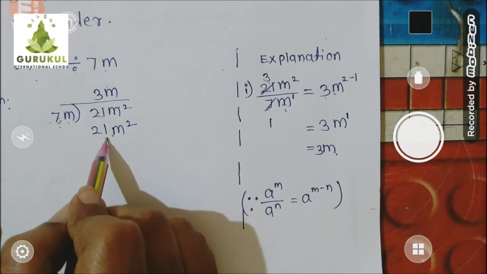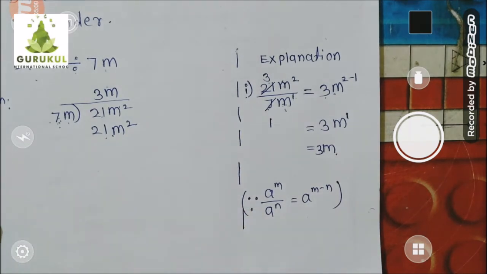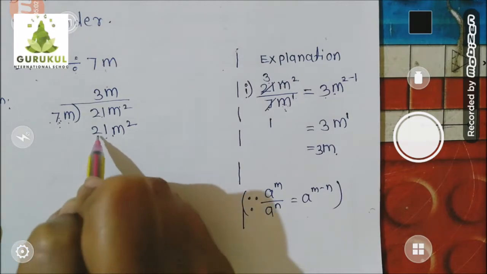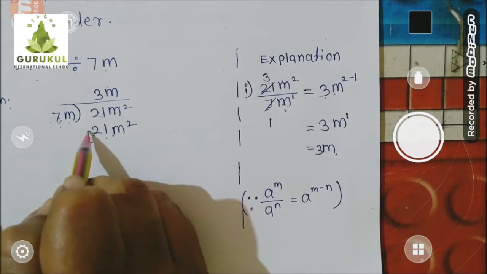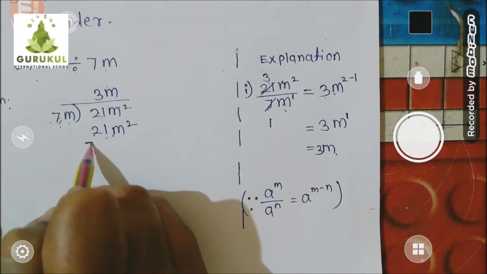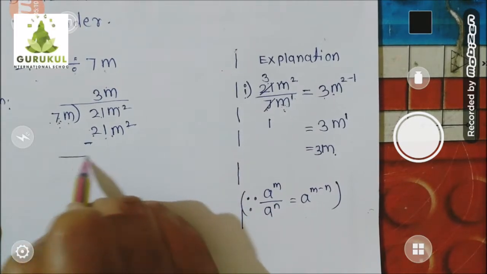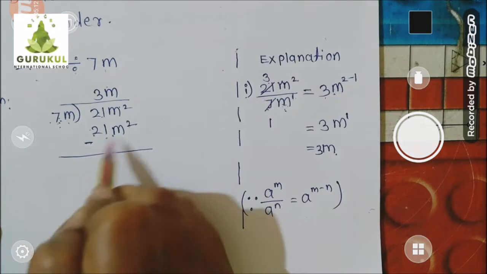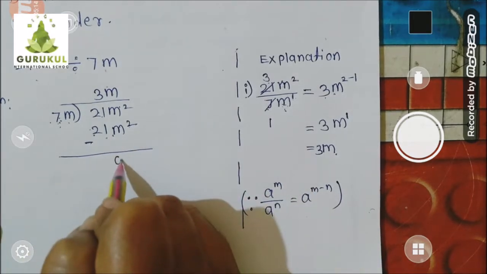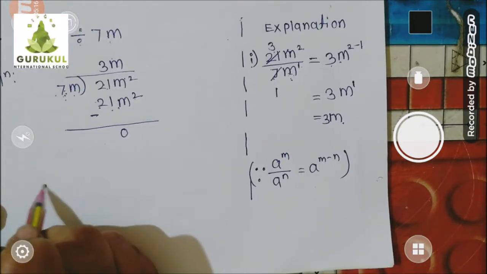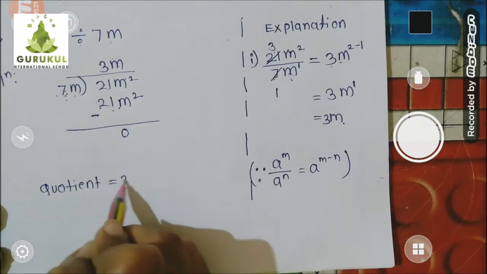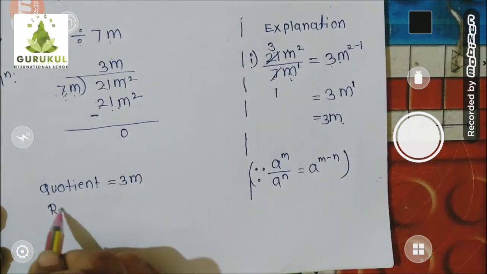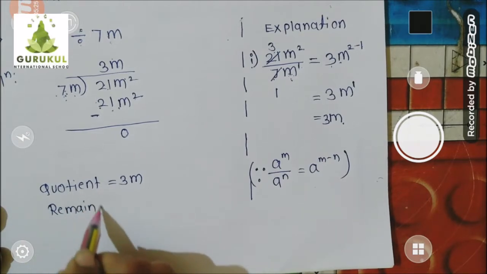Okay. Now I have to subtract this. While subtraction, the second term's sign will change. It contains actually plus, but I will change the sign of the second term, it becomes minus. And now 21m square minus 21m square, 0. So what is the quotient you got? Quotient is 3m and remainder is 0.